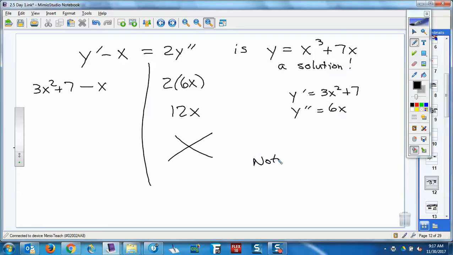Not a solution, because the two sides were not equal. If the two sides came out to be equal, then yes, it is a solution. Does that make sense? That's all we're doing. So we're not going to solve a differential equation or anything like that. All we're going to do right now is verify that something is a solution. And we do it this way.